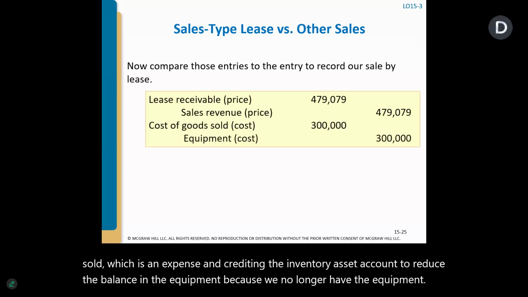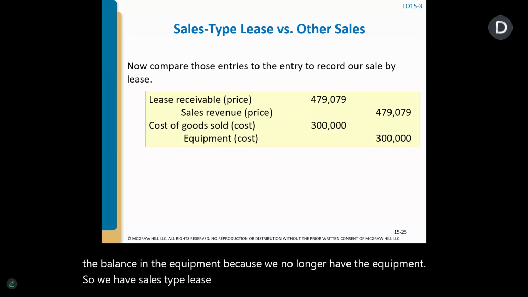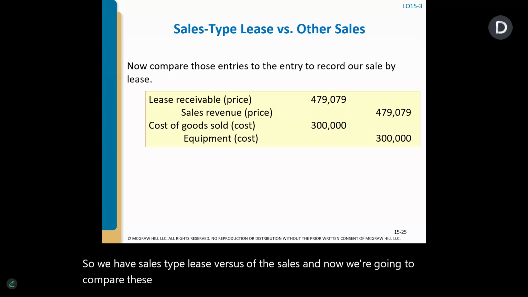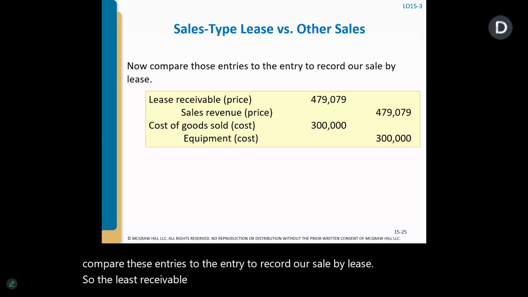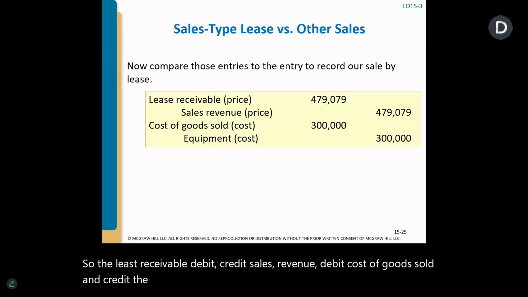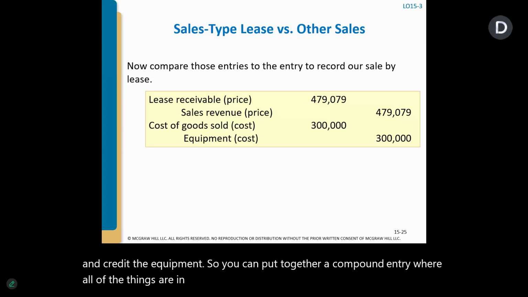So we have sales type lease versus other sales. And now we're going to compare these entries to the entry to record our sale by lease. So the lease receivable, debit, credit sales revenue, debit cost of goods sold, and credit the equipment. So you can put together a compound entry where all of the things are in one entry per the instructions, or you can feel free to just separate them as you see here.